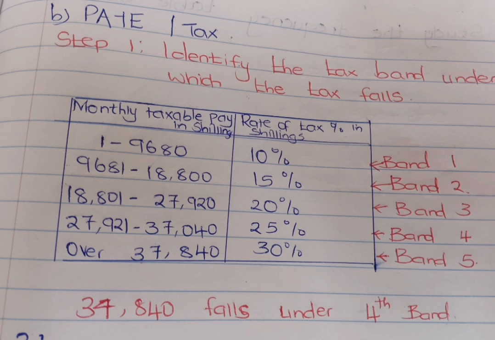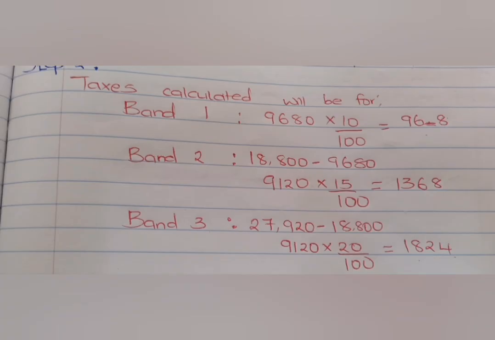Because it's more than 27,920 and it is less than 37,040, we are going to calculate the taxes for band 1, band 2, 3, and 4. So we can now calculate the taxes. For band 1, we take 9,680, we multiply by the percentage which is given.